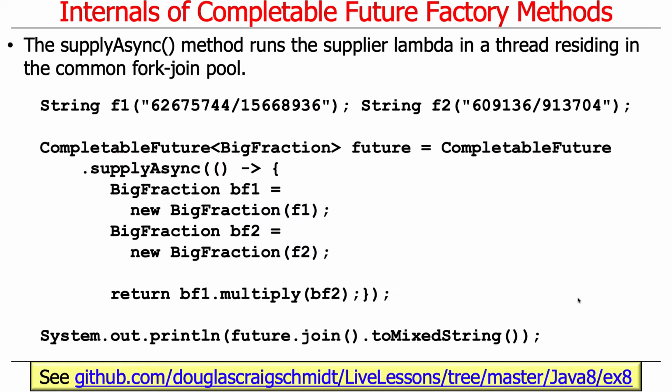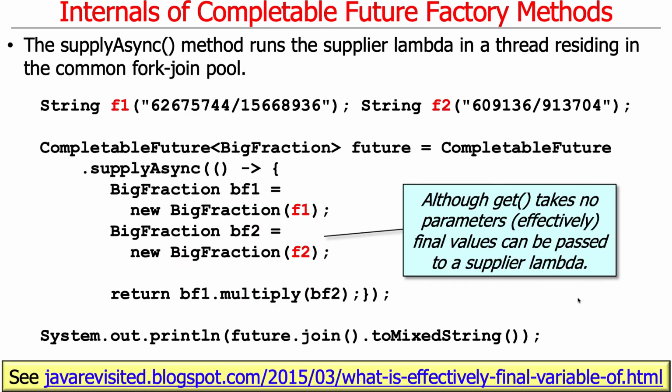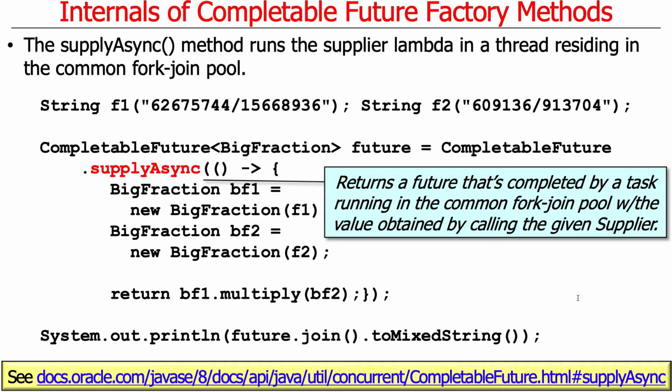When the supplyAsync method is called, it will take the supplier lambda that's passed to it and arrange to have that supplier lambda run in a thread in a pool. In this particular example, we're going to use the common fork join pool. So here's the supplier lambda. You've seen this before. It's going to multiply two big fractions together. Once again, we can pass these parameters using effectively final values.